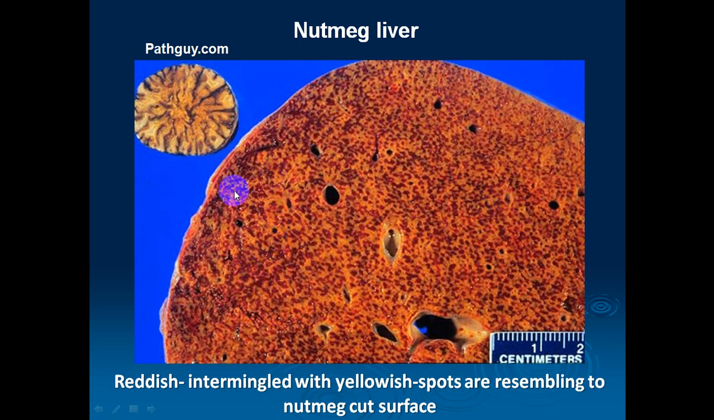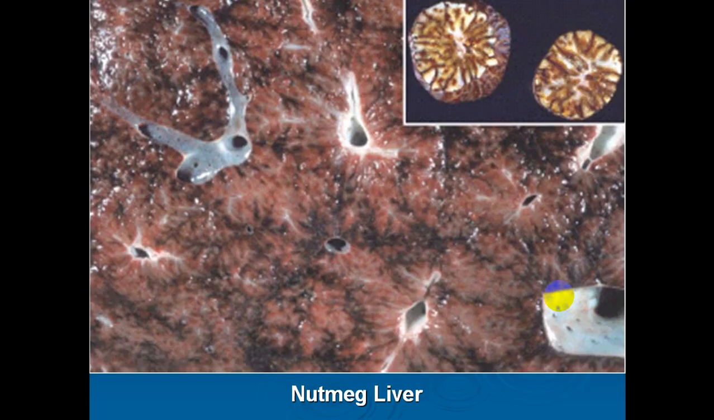So the combination of these reddish spots with yellowish spots like this resembles the cut surface of a nutmeg like this here. This is the nutmeg cut surface. This one here represents congestion, and the pale part here reflects the fatty change. Nutmeg liver. Okay, I think you're familiar with nutmeg, right? Used for spices. Okay, this is nutmeg liver in a closer view.